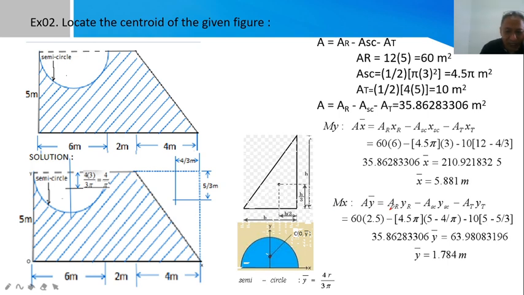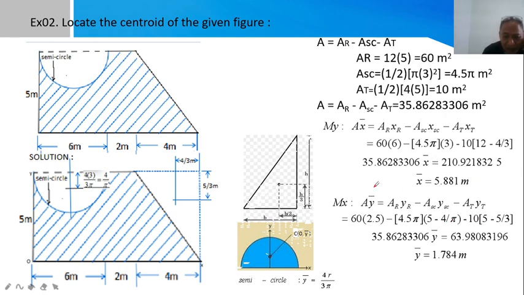A barred y. Rectangle, what is your y? Half of 5, because you are going vertically. My centroid is there. So, that is half of 5, 2.5. Minus area of the semicircle. Then, we have 5 minus 4 over pi. Actually, we know this is 5 then. So, if I'm going to take the distance from my reference, which is x, so that is 5 minus this value, 5 minus 4 over pi.